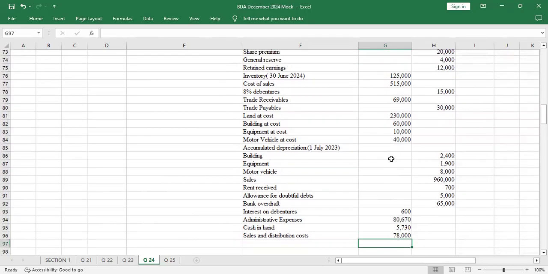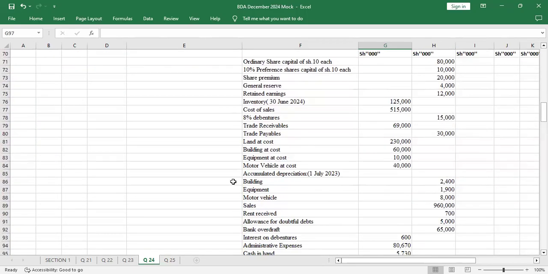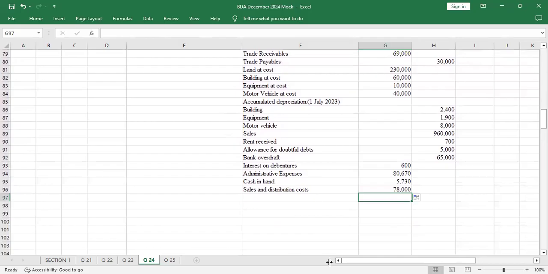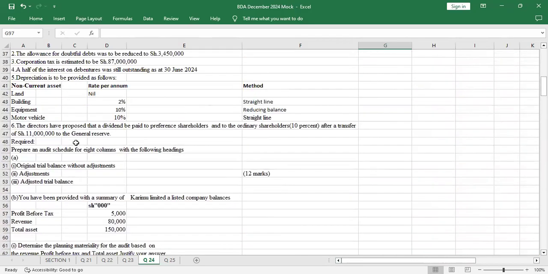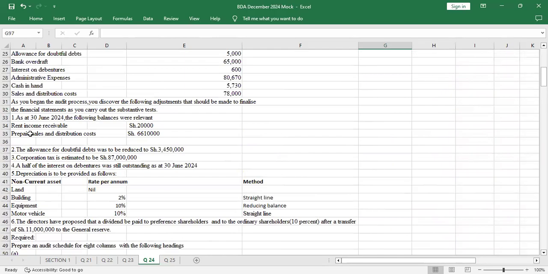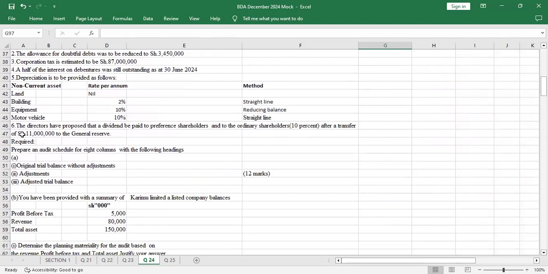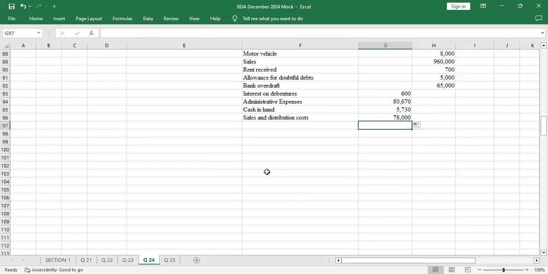I told you that when you are done with the original trial balance, you leave spaces for adjustments. So I'll count the additional information and see how much space I can leave. We have 1 up to 6, so I'll jump 8 spaces: 1, 2, 3, 4, 5, 6, 7, 8, then 9.